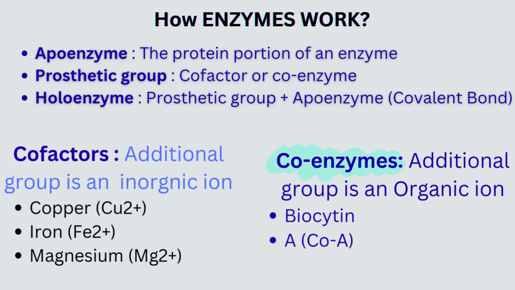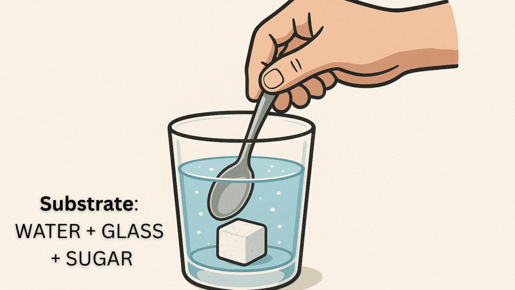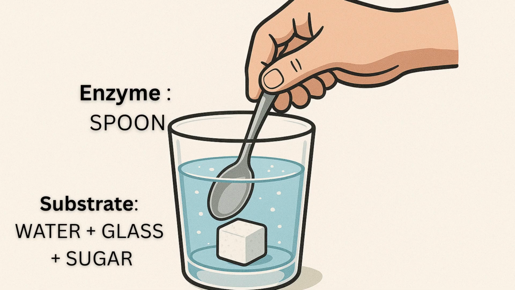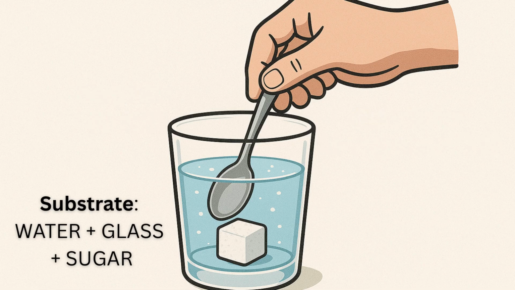When the apoenzyme binds with its prosthetic group, they form the active, complete enzyme, known as the holoenzyme, ready to catalyze. Let's go back to our sugar cube in the glass of water. The glass, water, and sugar cube together, that's our substrate. The spoon is the enzyme. The hand is the cofactor or coenzyme. Without it the enzyme is useless, but together, they make the reaction happen.